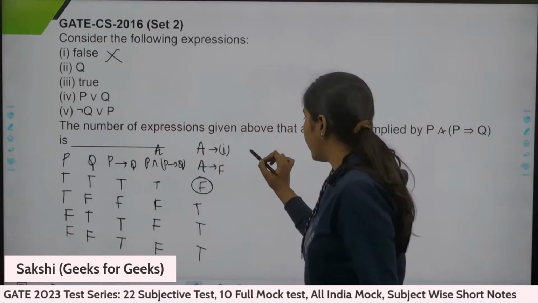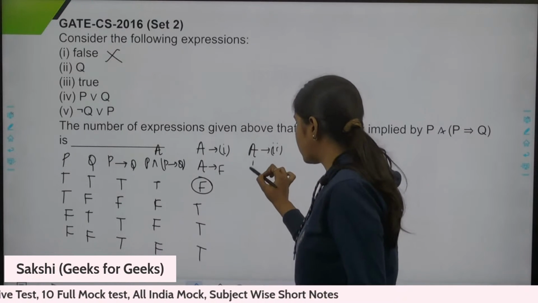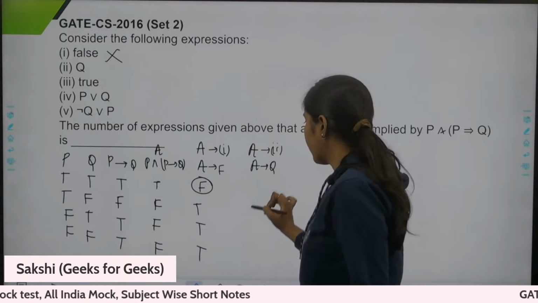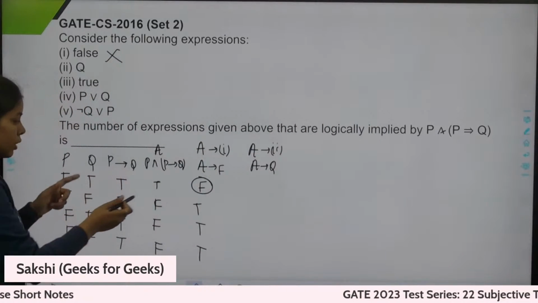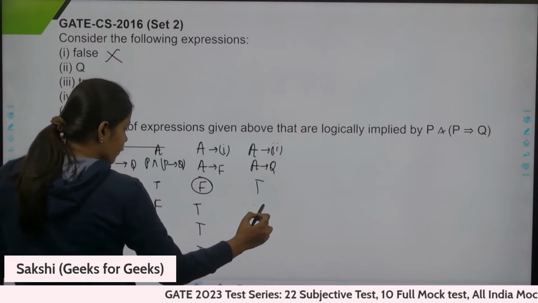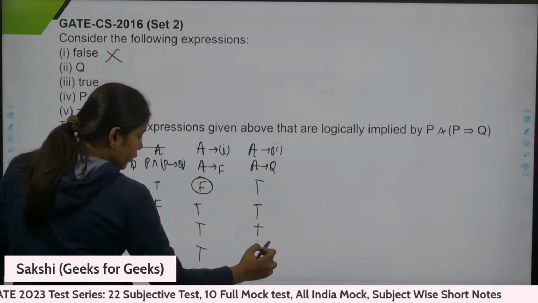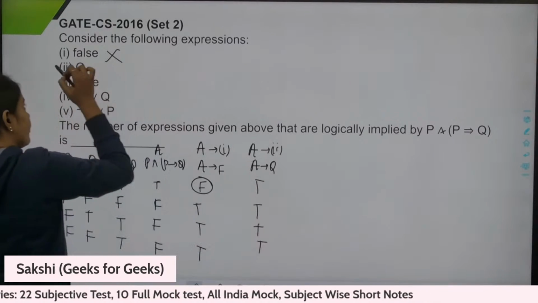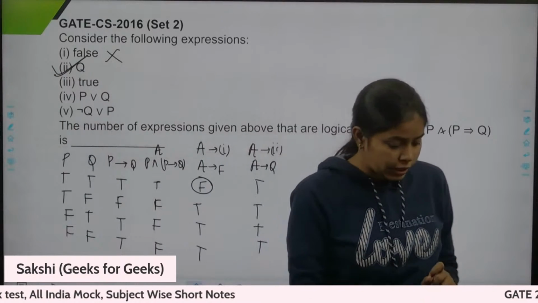Let's say Q. A implies second. That means A implication Q. What is this A, and this second column is Q. True implication true, true. False implication false, true. False implication true, true. False implication false, true. So I am getting true in every case. So that means it's logically implied, right? So it is logically implied.